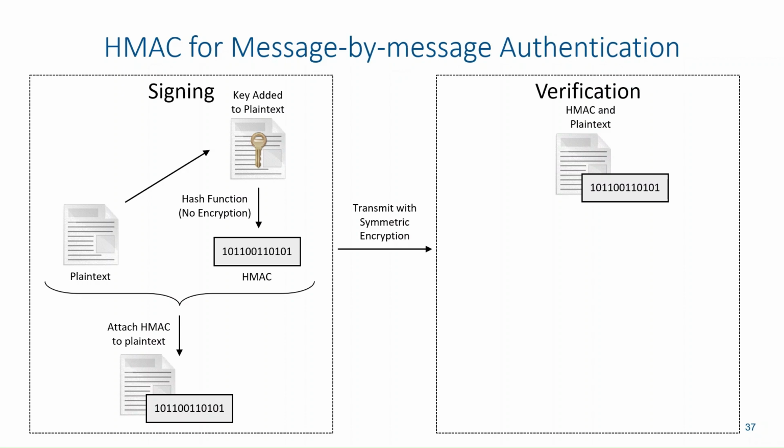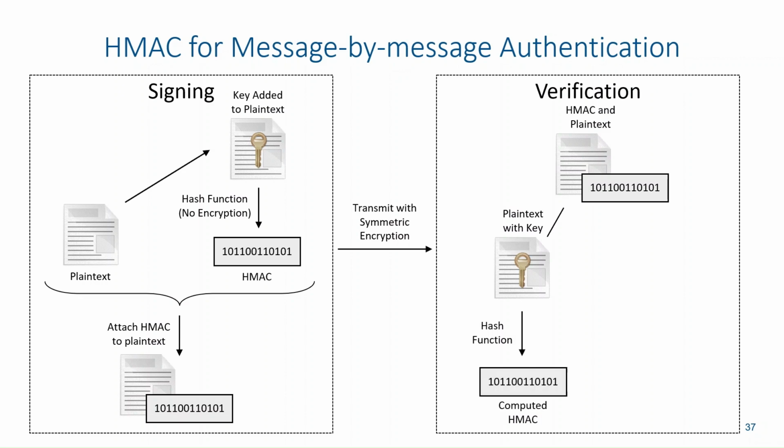The receiver is going to verify it by grabbing the HMAC and the plain text, and they're going to pull out the plain text with the key, and they're going to run it through the same hash function. And then they're also going to take that transmitted HMAC and compare that to the computed HMAC to be able to determine whether the user should be authenticated or not.